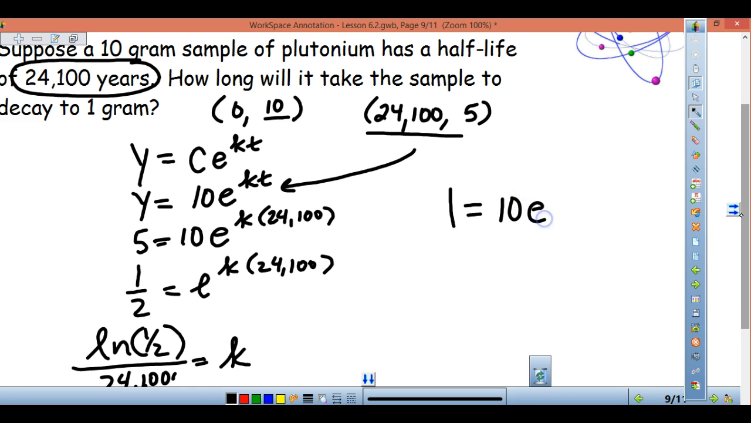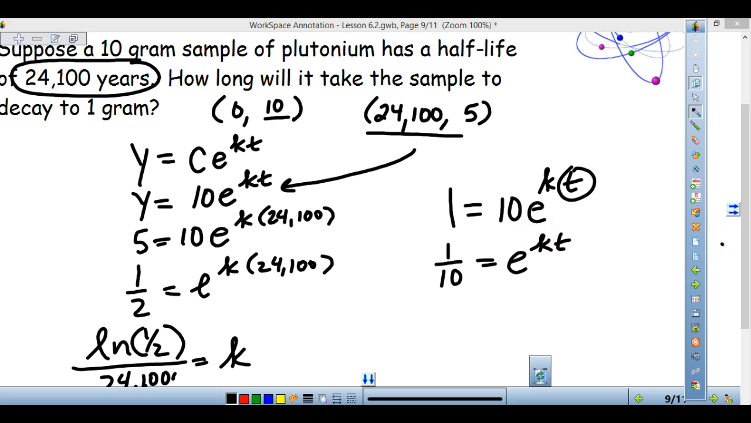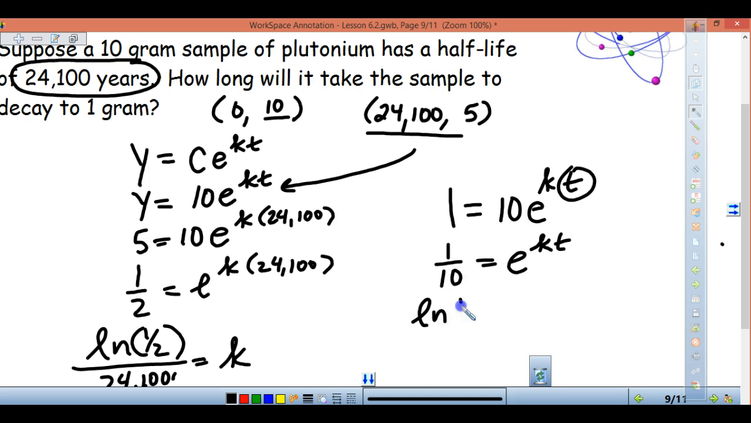So 10 is still my c value. I have a value for k and I'm solving for time. If I want to solve for t, I need to divide both sides by 10, so I get 1/10 equals e to the kt. To get t out of the exponent, I want to take the natural log of both sides, and then to isolate t, I would divide by k.